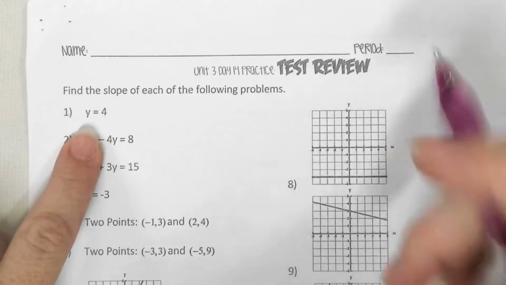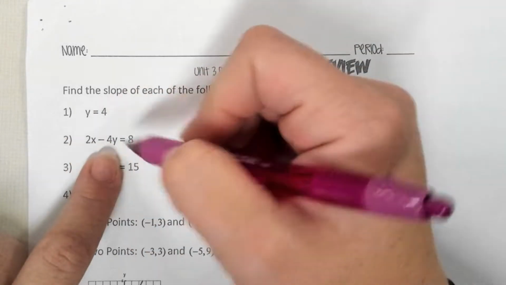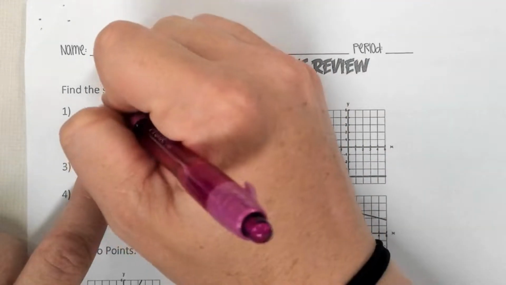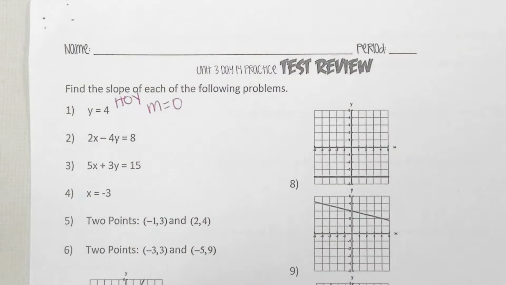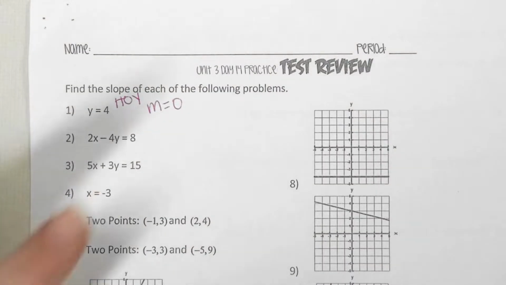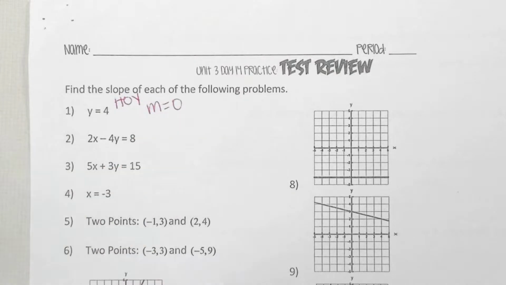So if we start at 1, we see it's y equals 4. There is absolutely no x. So this is a HOY equation. Horizontal, 0 slope, y equals equation. So we know our slope is 0. Also, there's 0 x's. That's how we know your slope is 0.